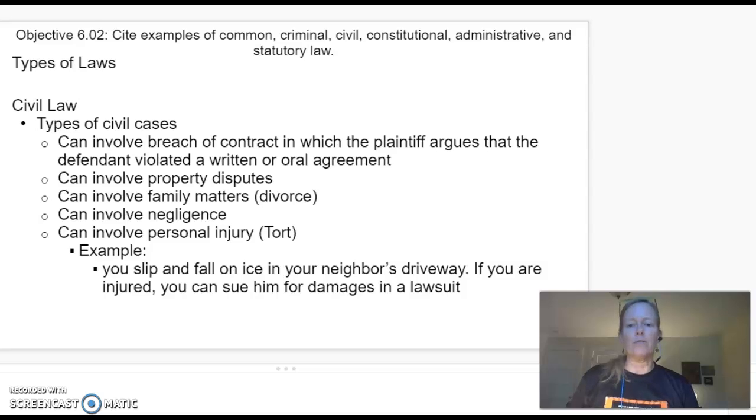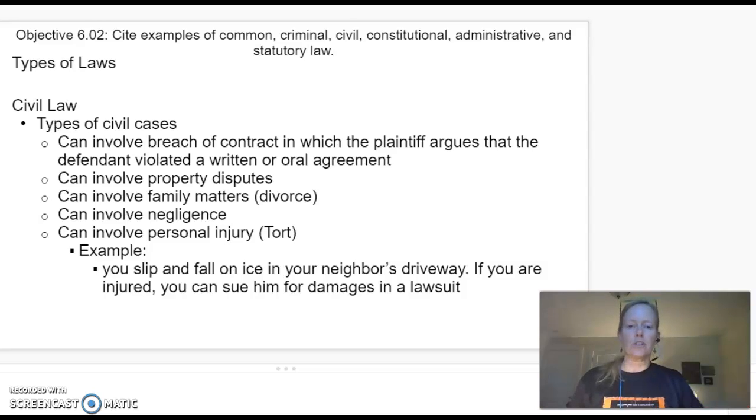Can also involve negligence. For example, a teacher confiscates your phone from you at school because you were using it without permission, and something happens to it. It gets stolen. Was she negligent? She was not. We can get into that on another day. But that would be something like negligence, is I think somebody woefully disregarded my property in some way.